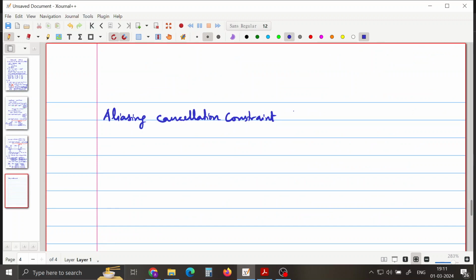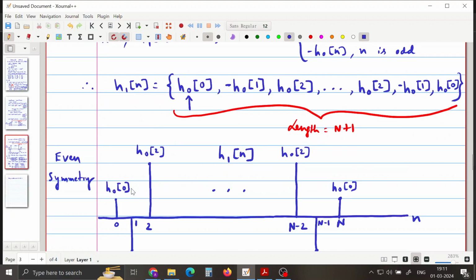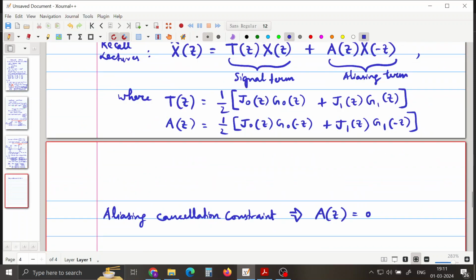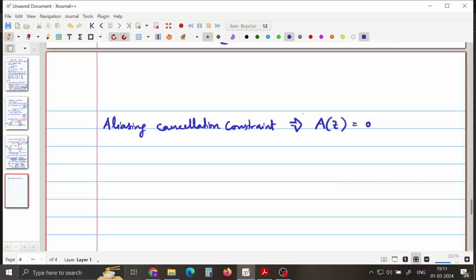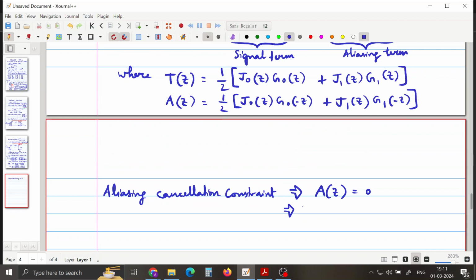So to cancel the aliasing, we need A of Z to be 0, and A of Z, the expression we have already seen here, has this expression which I have written on the bottom. So for that to be 0, the possible choice was J0 of Z is equal to G1 of minus Z. I call this equation 2, and J1 of Z is equal to minus G0 of minus Z. I'll call this equation 3.